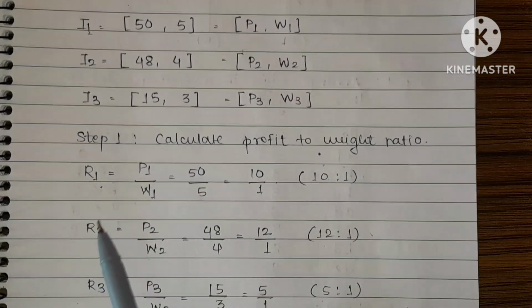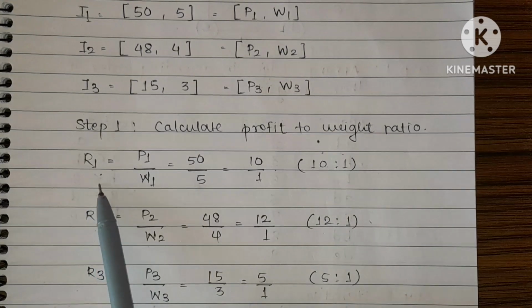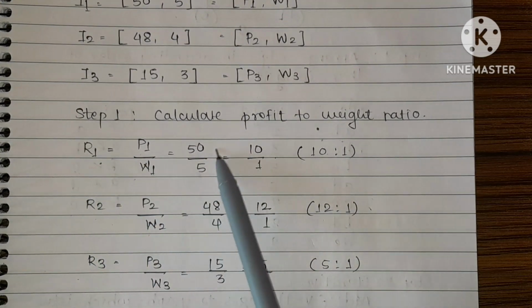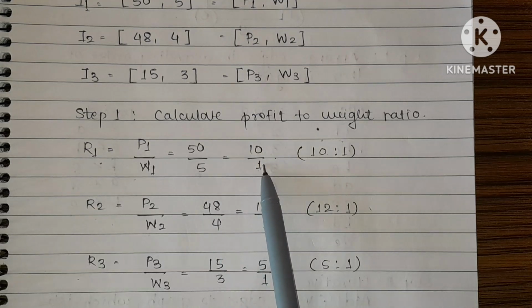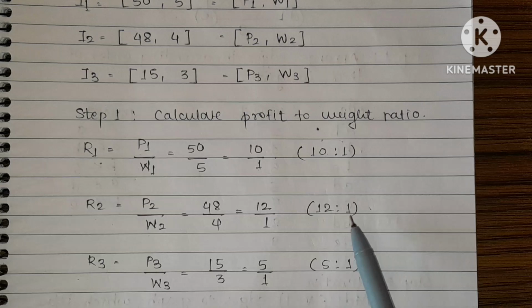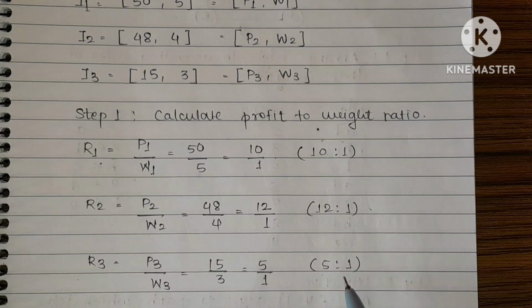R1 represents the profit to weight ratio for the first item, P1 by W1, 50 by 5, which results in a 10:1 profit to weight ratio. Similarly, we get a 12:1 profit to weight ratio for the second item and a 5:1 profit to weight ratio for the third item.